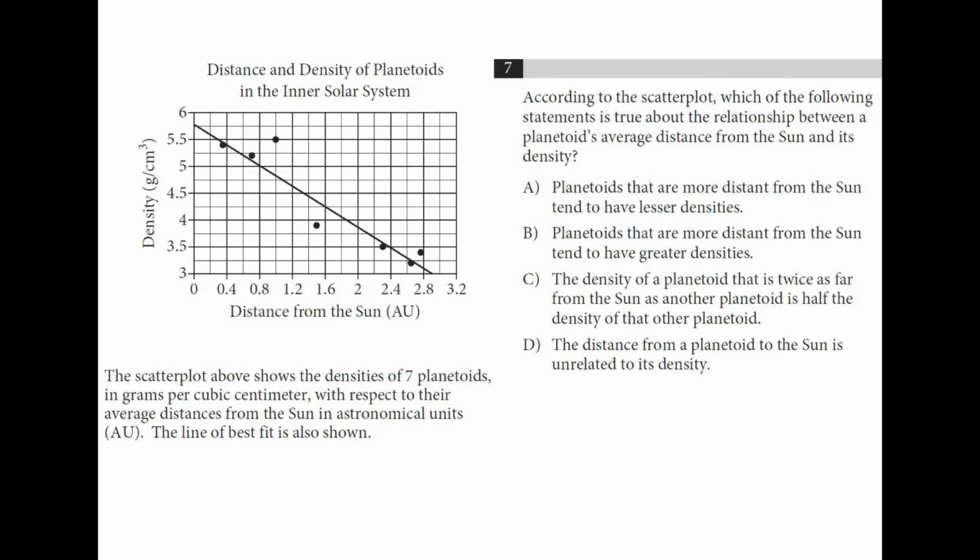According to the scatter plot, which of the following statements is true about the relationship between a planetoid's average distance from the sun and its density? If it's more distant from the sun, it has a lower density. What that's saying is, as the x-axis increases, the y-axis decreases, which fits the line.